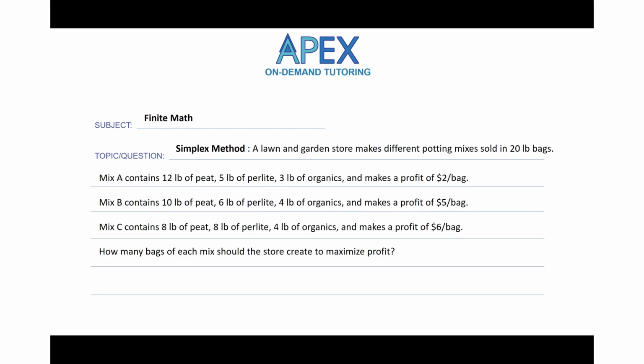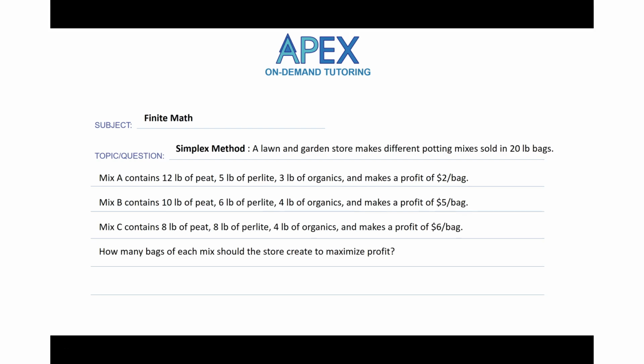So we're given that the store makes different potting mixes, which are all sold in 20-pound bags. Mix A contains 12 pounds of peat, 5 pounds of perlite, and 3 pounds of organics, and makes a profit of $2 a bag. Mix B contains 10 pounds of peat, 6 pounds of perlite, 4 pounds of organics, and a profit of $5 a bag. And mix C is 8 pounds of peat, 8 pounds of perlite, 4 pounds of organics, and a profit of $6 per bag. So the question is, what combination of bags should the store create to maximize the profit?